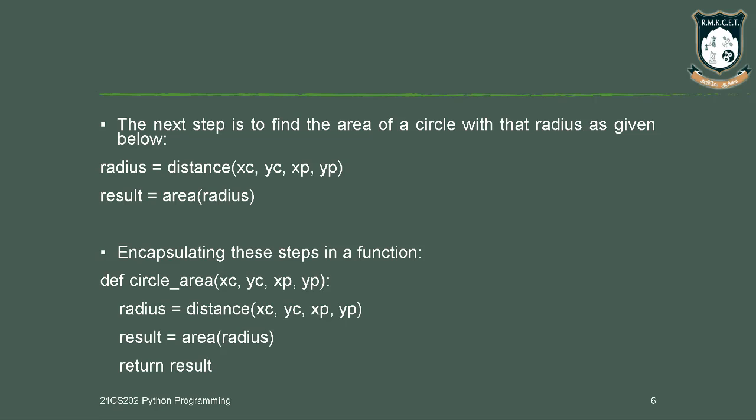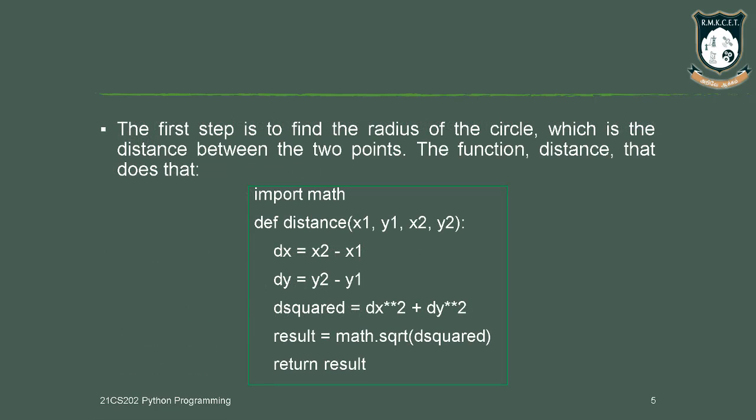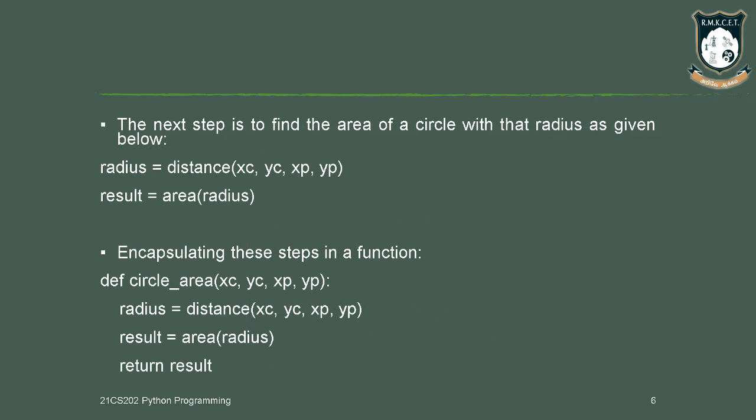This output will then be passed to the next function. The result of the distance is taken as the radius, and that radius value is passed to another function called area. So the first step is to find the distance between 2 points. Then that distance is taken as the radius and given to find the area of a circle.